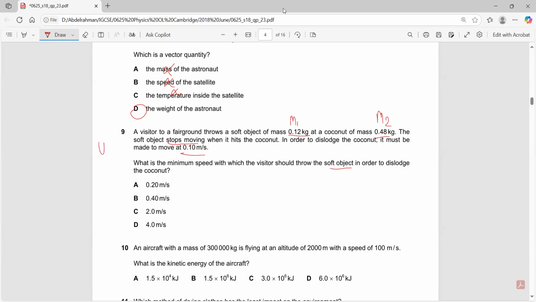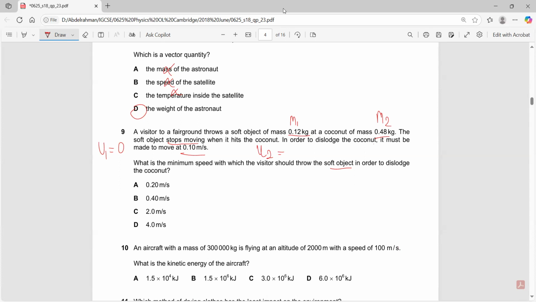V1 will now be equal to 0, right? V1 after the collision is equal to 0. The coconut was at rest, right? So U2, the coconut was at rest. So let's write it down over here. U2 should be equal to 0.